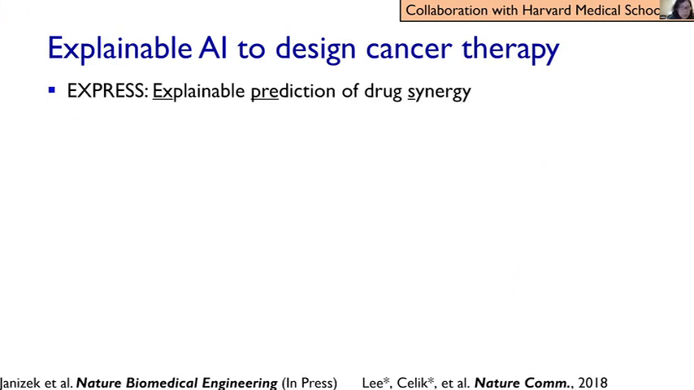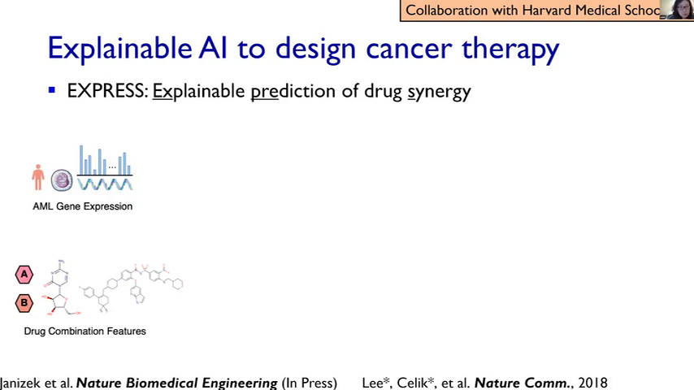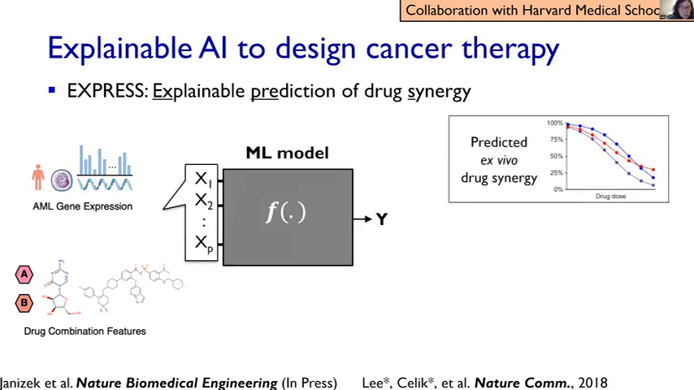Our method, we named it the Express method. It's actually published, I forgot to update the slide. It's published in Nature BME 2023. It takes AML gene expression data and, for a pair of drugs, it also uses drug-pair features such as the genes targeted by each of these drugs and the molecular structure. Then you use a high performance, complex model to predict drug synergy between drug A and B.